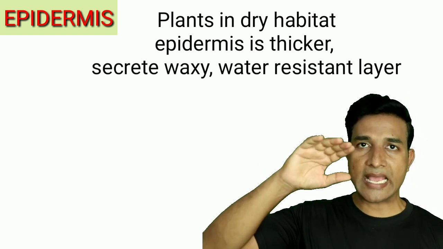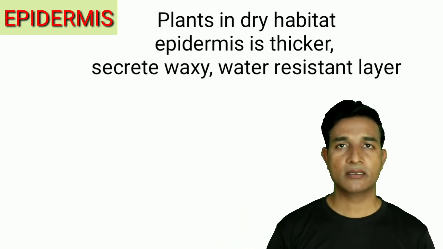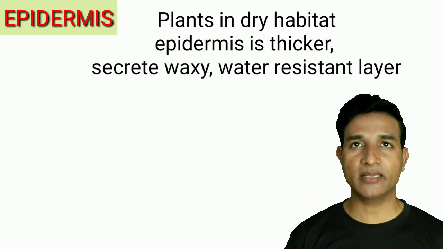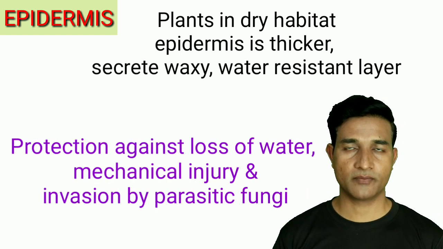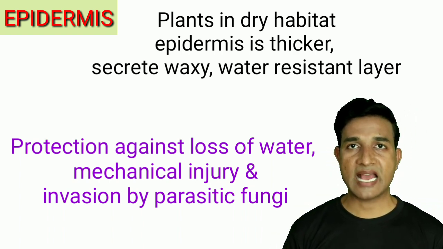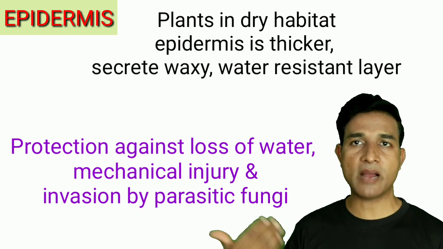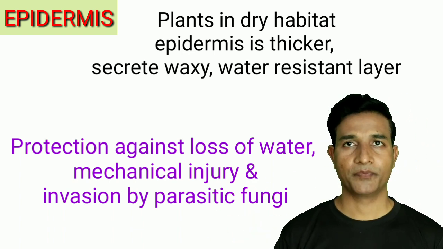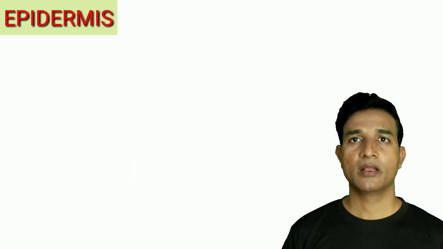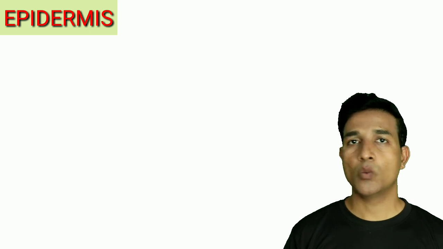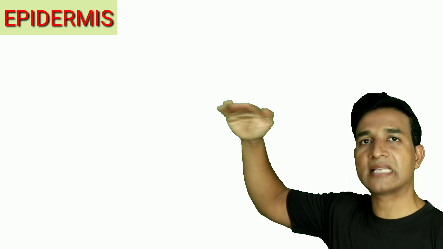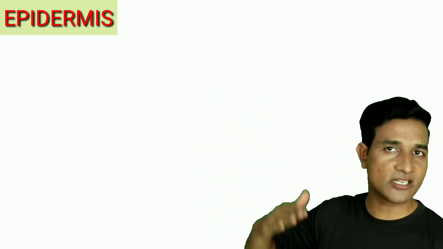Epidermal cells on the aerial parts of the plant often secrete a waxy coat, which is a water-resistant layer present on the outer surface. This helps in protection against loss of water as well as mechanical injury and the invasion by parasitic fungi. Since it is protective in function, it forms a continuous layer without intercellular spaces. Often the outer side walls are thicker when compared to the inner wall.